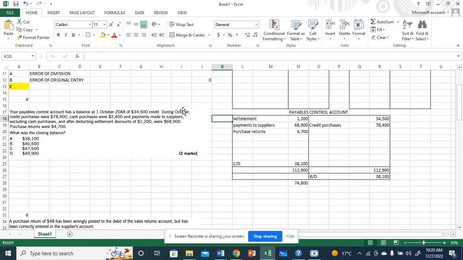Any questions? Oh, this 1,200, this is discount received, not contra entry. Discount received.